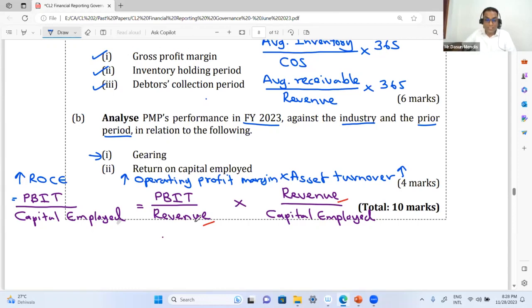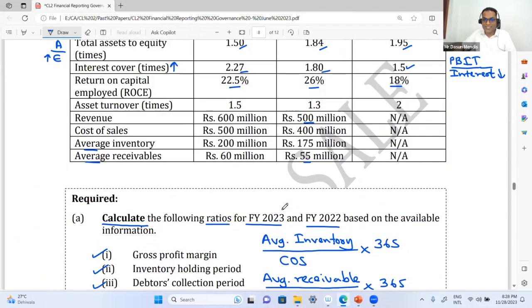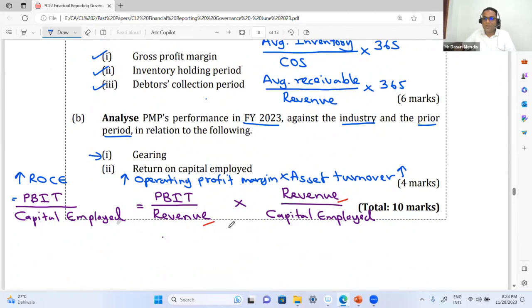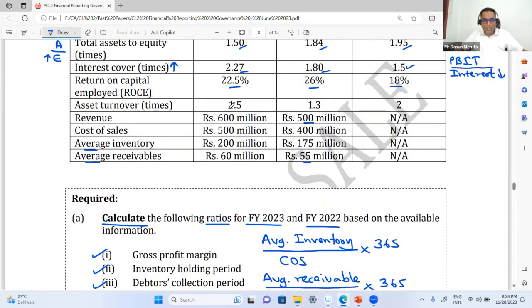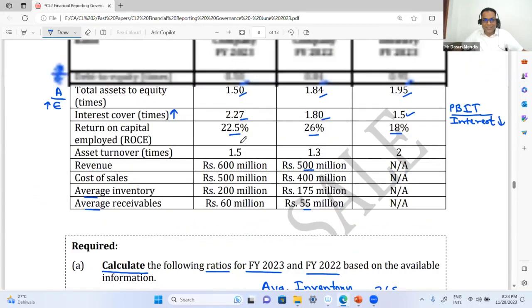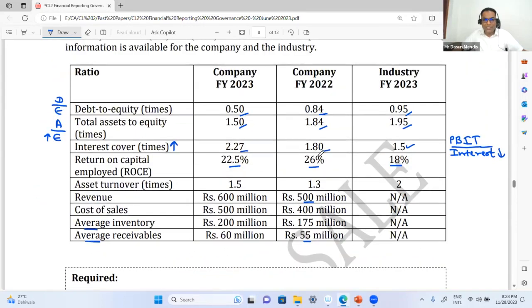Now, when you know this relationship, you can easily answer the question in a logical manner. In this question, you have been given the capital employed for the current year, 2023, and last year, 2022, as well as the industry average. Asset turnover is also given: 1.5 times, 1.3 times, and 2 times. What is the missing figure here?